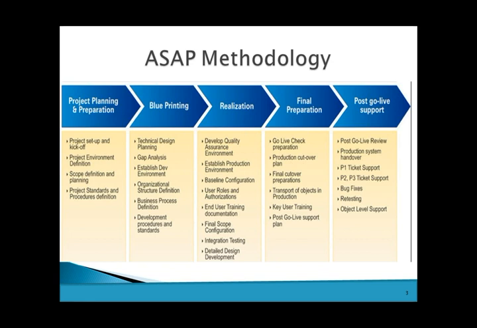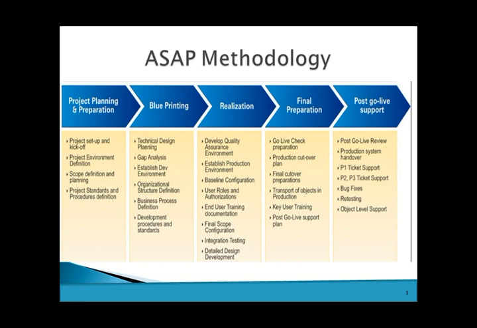So this is one screen of the ASAP methodology. The total project is divided into five parts. It starts from project preparation and project planning. During this phase, we finalize our project duration, our scope of project, and how to define our scope for the other phases also. Then we define what standard procedures we can adopt, either from the market, through the consultant, or from SAP best practices.